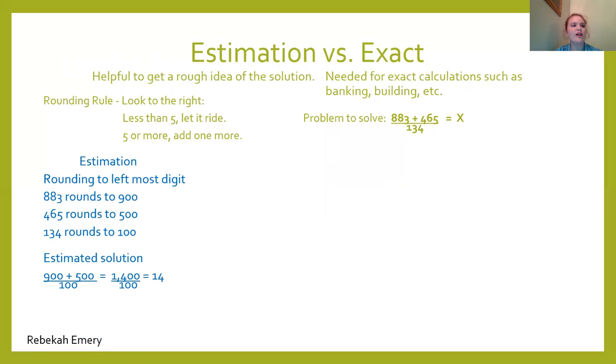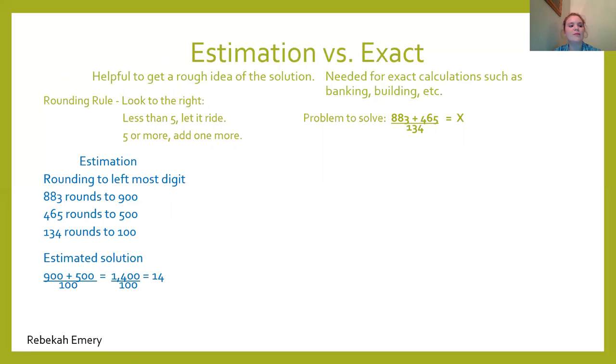So let's estimate the answer to this problem: 883 plus 465 divided by 134, by rounding to the leftmost digit. The rounding rule says that whatever place value you're rounding to, look to the right of it. If that number is less than 5, let it ride. 5 or more, add 1 more. That means we will round 883 to 900 and 465 to 500 because 8 and 6 are each more than 5, so we added 1 more to the hundreds place in these numbers. But 134 rounds to 100 because 3 is less than 5, so we let the 100 ride and stay the same.